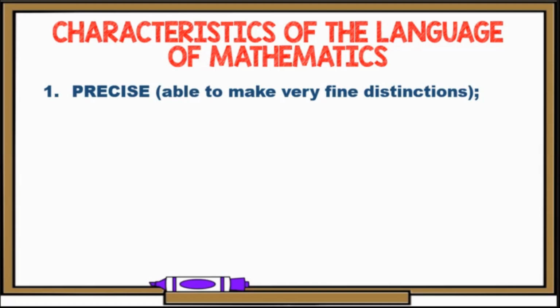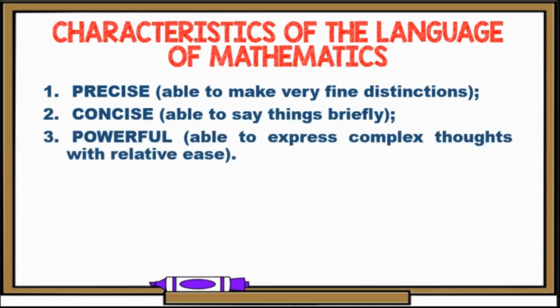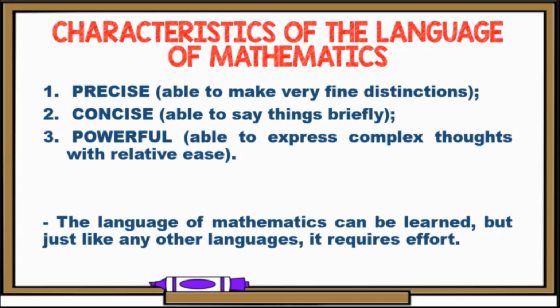Now let's talk about the characteristics of mathematics language. First, it is precise. It is able to make very fine distinctions. Next, it is concise. It is able to say things briefly. And next, it is powerful. It is able to express complex thoughts with relative ease. The language of mathematics can be learned, but just like any other languages, it requires effort.